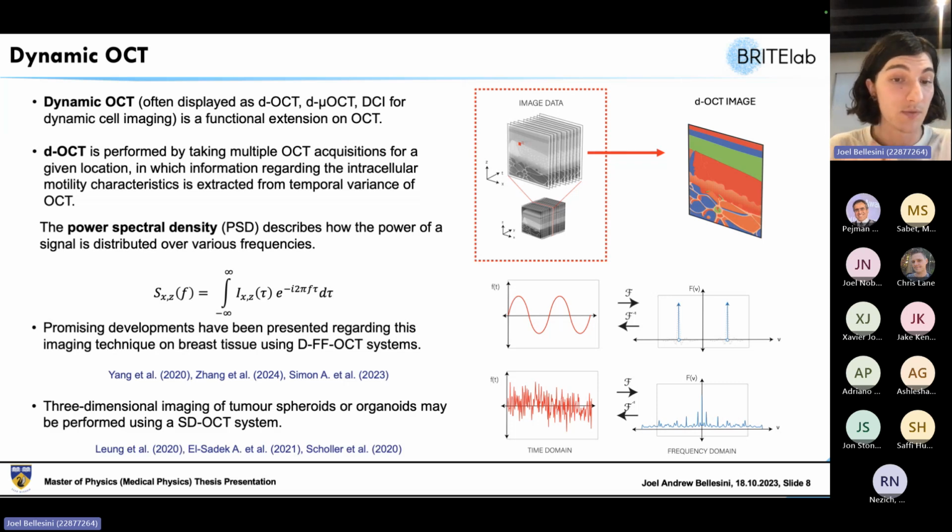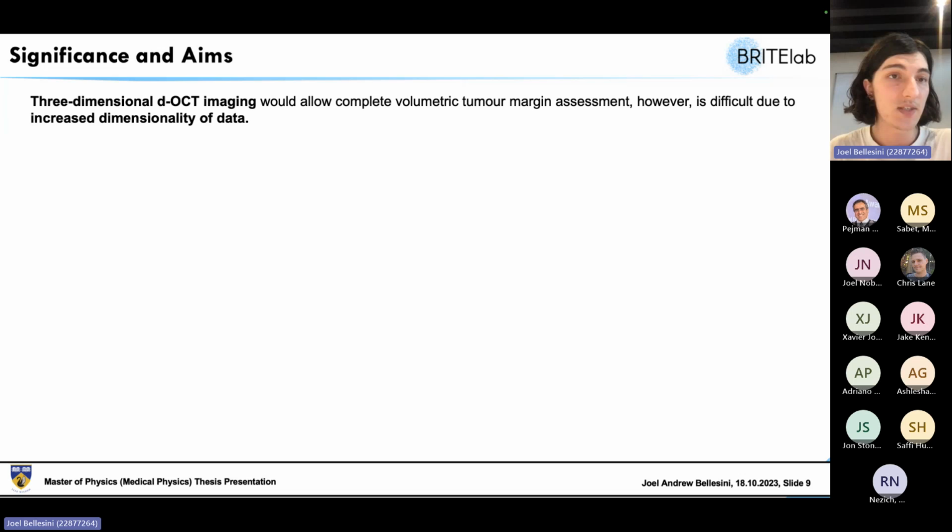However, this has been on tumor spheroids and organoids and is yet to be performed on tissue scales. This is essentially because three-dimensional dynamic OCT is difficult due to the increased dimensionality of data. While it would allow complete volumetric tumor margin assessment, essentially we're taking images in 4 dimensions: 3 spatial and 1 time dimension.